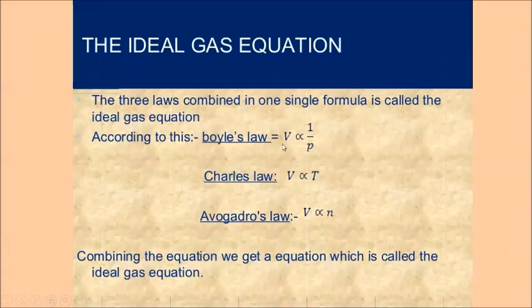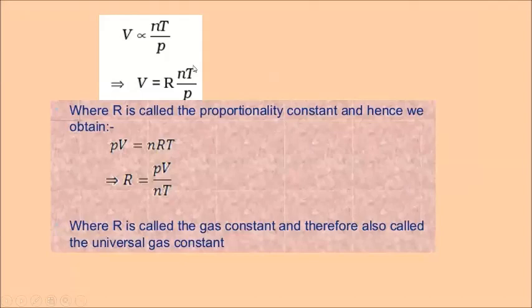Let's combine all three laws in one single formula. According to Boyle's law, volume is directly proportional to 1 by P. Charles' law, volume is directly proportional to temperature. Avogadro's law, volume is directly proportional to number of molecules. Here volume is directly proportional in all the terms, so we can combine these three into one and we get V is directly proportional to nT by P. And to remove the proportionality sign, we keep a constant R. So it changes to V is equal to R into nT by P. And R is said to be the proportionality constant.